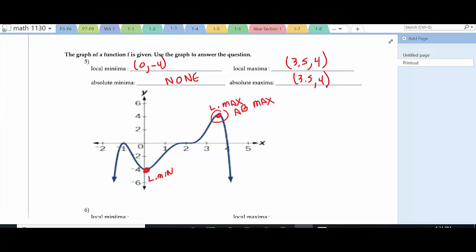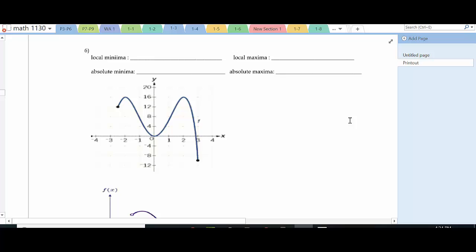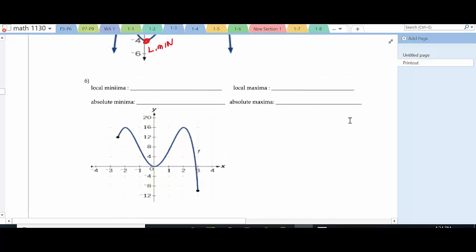It's down forever. No, because the endpoints, if they have an arrow, that will tell you the tendency from there on out. Okay, those arrows are kind of important. They tell you you don't have endpoints. Okay, all right, let's look at this one here.